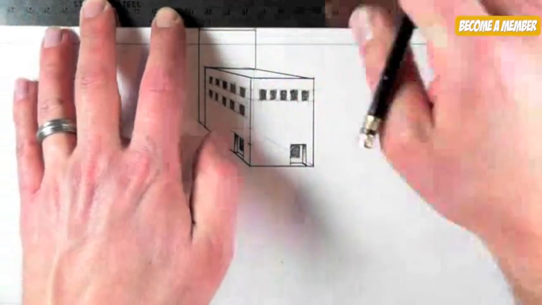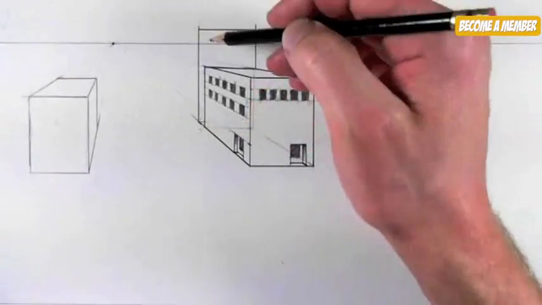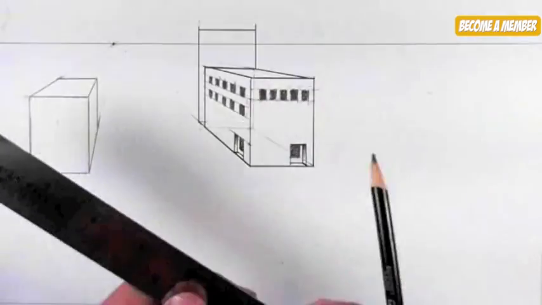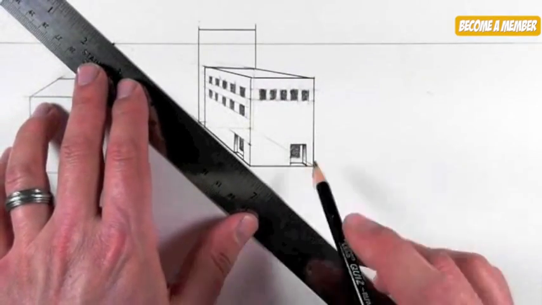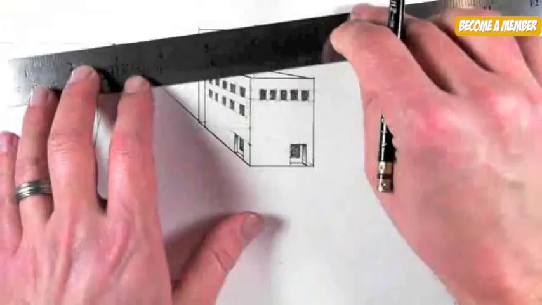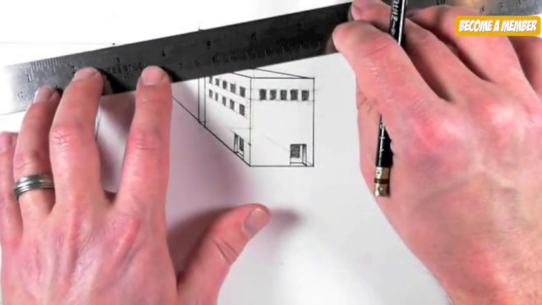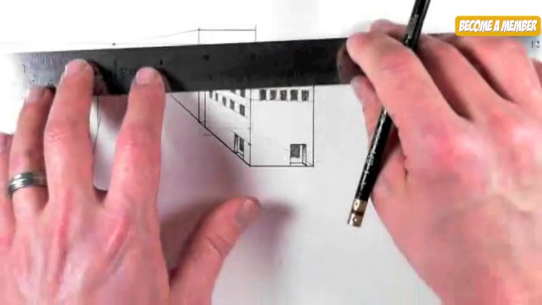So now the top of our building, again, this is just a rectangle behind this first building that we created. Now from each of the four corners, we draw lines to the vanishing point. 1, 2, 3.